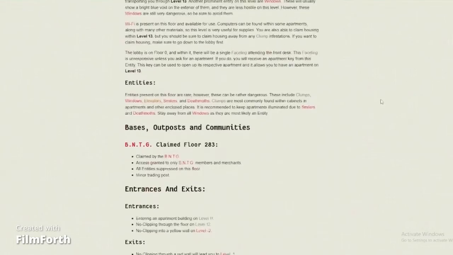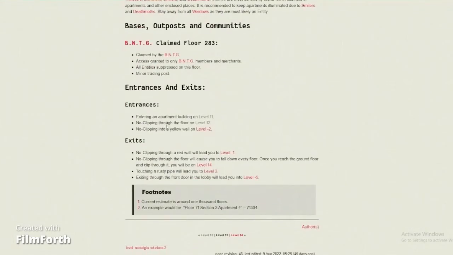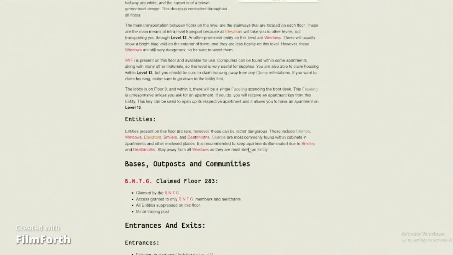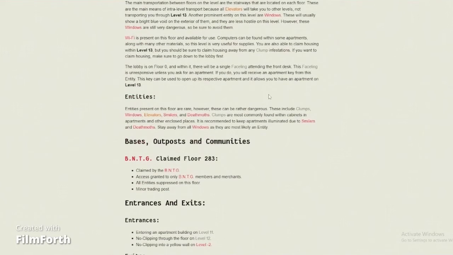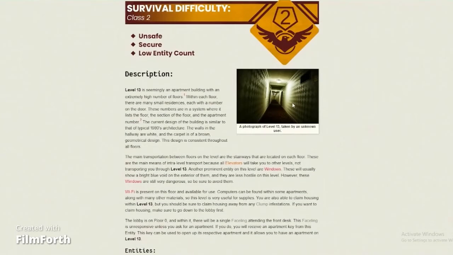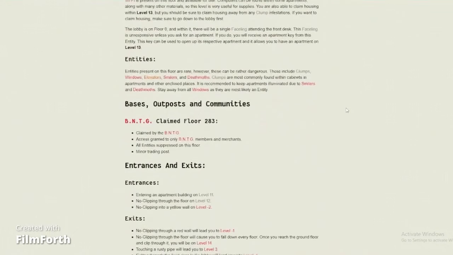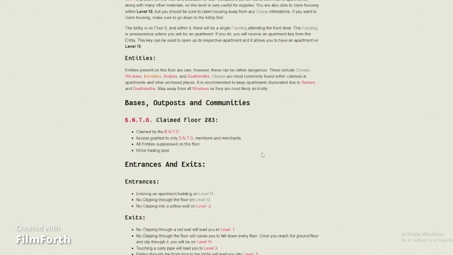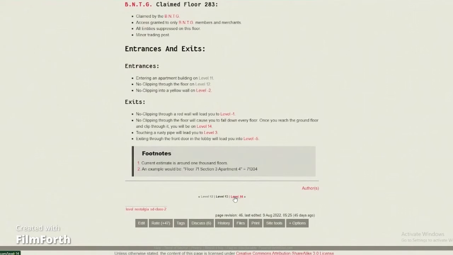I also like the no clipping stuff. Like you fall down, like this one, falling down through every floor, and you reach level 14. Yeah, I guess I'll give it a 10 out of 10. When it was talking about the clumps hiding within the cabinets, and not just that, just looking at this, I can imagine going into a dark apartment room and opening up a cabinet and a clump comes out bullying me and stuff. Scary.